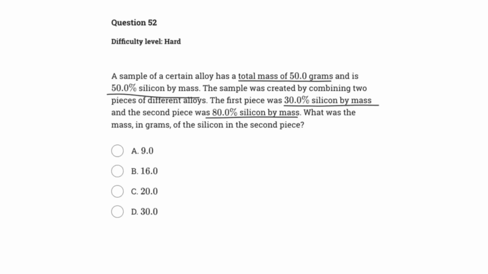So to solve this problem, we need to set up a system, right? What we know now is that the first piece and the second piece make up this certain sample of alloy. This is pretty much the only information we're given in terms of actual mass: the total mass of the alloy is 50 grams. So we can write 50 equals, and now we need to create some variables. Let's create them as x and y. x is the total mass of the first piece, and y is the total mass of the second piece.